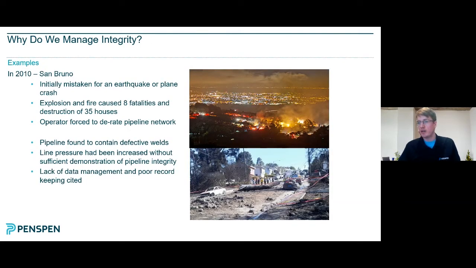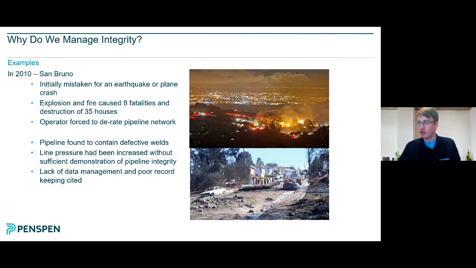Another example, in 2010, in San Bruno, California, unfortunately, this incident did result in 8 fatalities, as well as the destruction of 35 houses. I believe some other houses were pulled down as well several months after the event. It was initially mistaken for an earthquake or potentially even a plane crash, as the location was only several miles from the nearest airport. This confusion actually led to the fire being more severe than it needed to be, because no one realised that they needed to shut off the gas supply until several hours after the event.